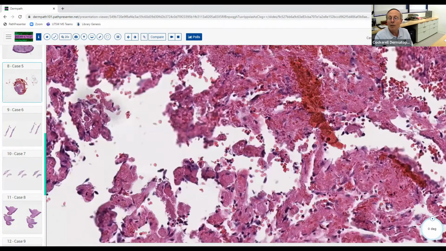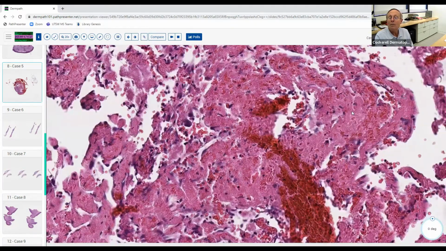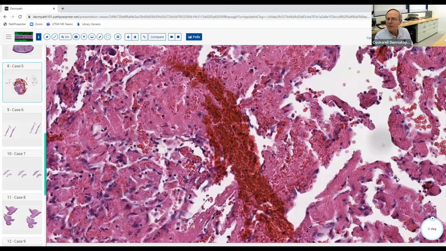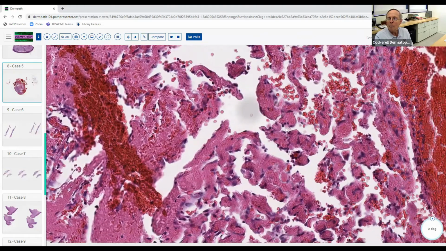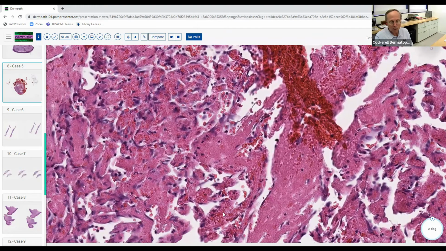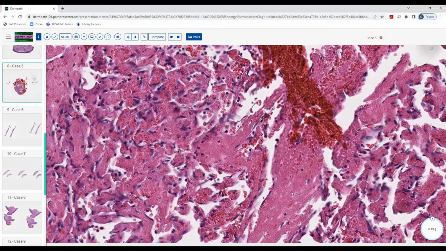So what are we looking at here? There are slit-like spaces, with some endothelium lining around them. There are endothelial cells here too. They're kind of plump, not really strikingly atypical. And also lots of red blood cells. What is this stuff here, do you think? Is that fibrin? Yeah, I think it's fibrin.